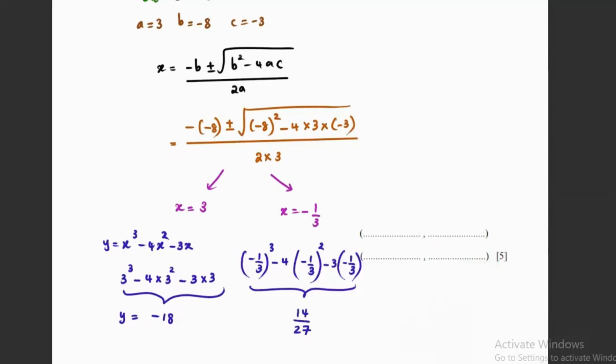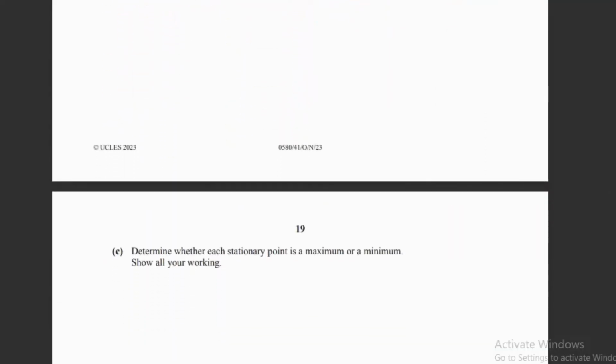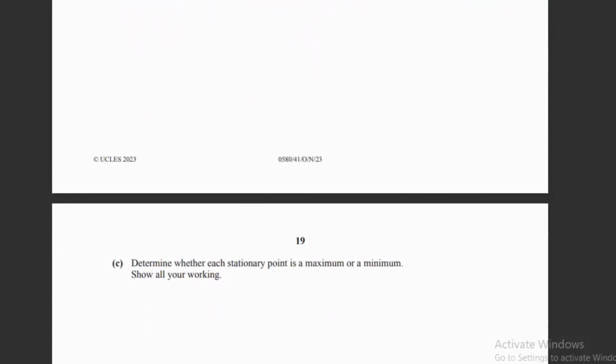So then the coordinates are going to be 3 and negative 18, and negative 1/3 and 14/27. So these two are the coordinates of the turning points or the stationary points. Let's move on to the next question then. That's the last part of this question that we have here.